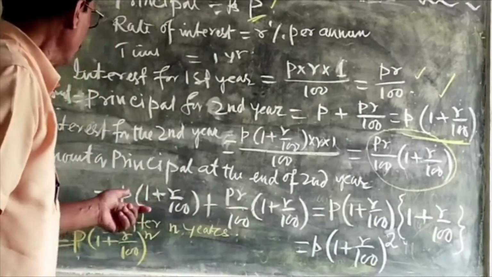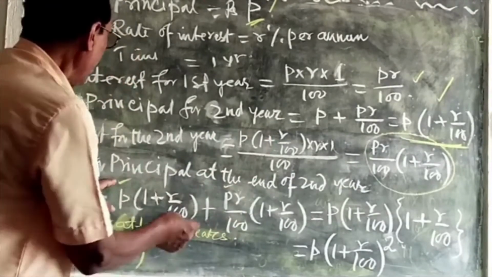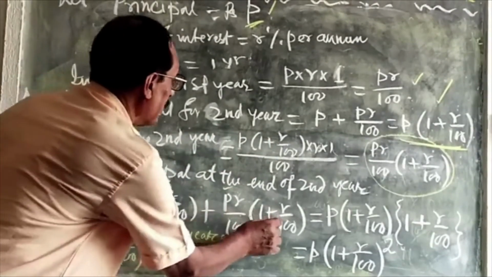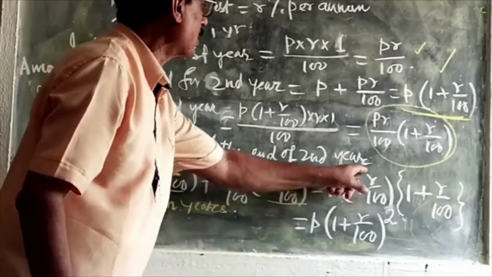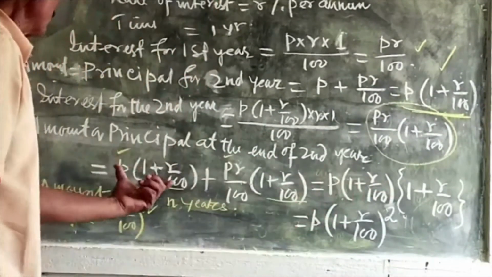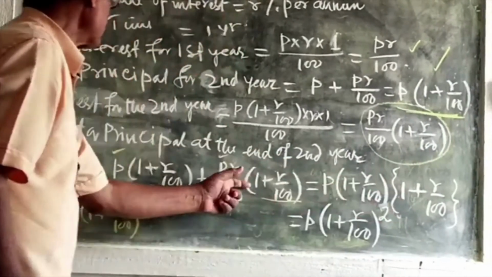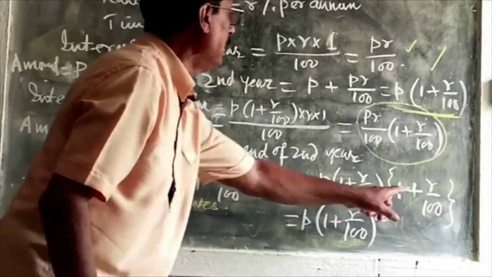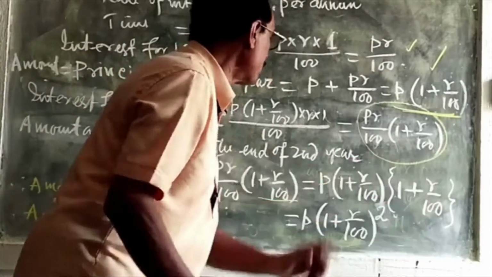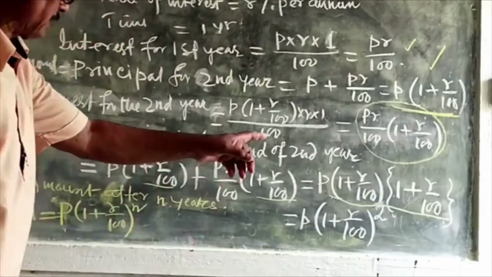So you can take P as common. 1 plus R by 100 is a common factor, taken common. So P into 1 plus R by 100 is taken common out. What will be left here? It will be left 1 plus, how much will be left? R by 100 will be left. So that is 1 plus R by 100. So this is the calculation of the amount at the end of the second year.